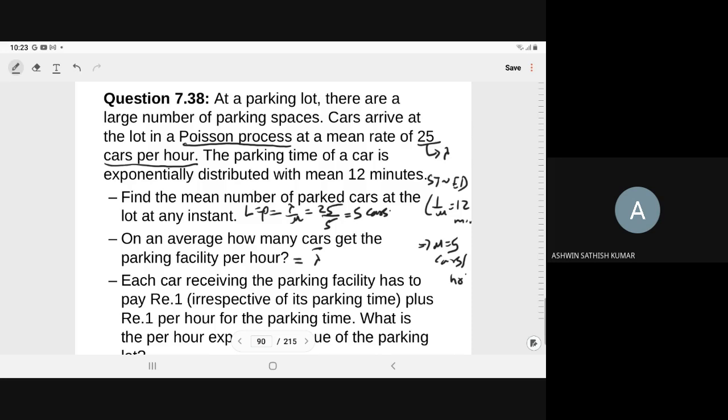Whether that car gets the service for a complete hour, for 1 minute, for 1 second, for 10 minutes, whatever the time, effectively how many cars are there? So that is the effective arrival rate. For the self-service model, lambda bar is equal to lambda, so it is equal to 25. That means how many cars get the parking facility? That is the effective service. For the self-service model, mu bar is equal to lambda bar, which is 25. So on an average, 25 cars get the parking facility per hour.